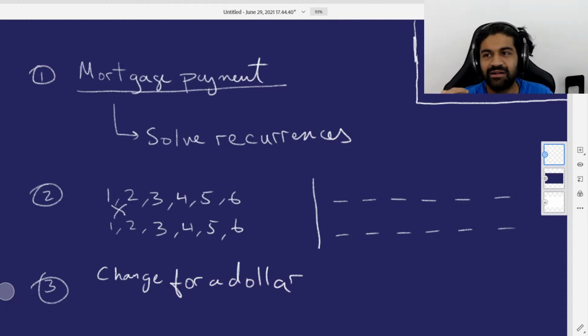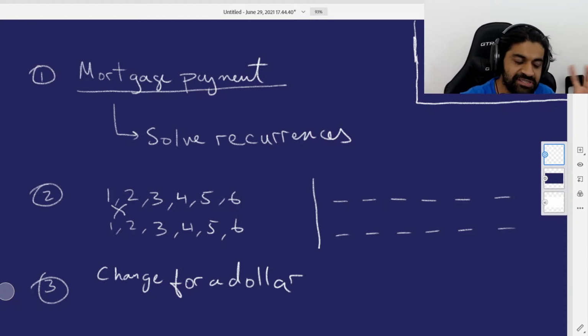So for example, you can imagine you're making change for a dollar. And so let's say you're making change for 3 cents. Or, well, no, not 3 cents. Let's say you're making change for 6 cents. And if you're making change for 6 cents, you might want to count it differently if you use like a 5-cent coin and a 1-cent coin versus a 1-cent coin first and a 5-cent coin second.